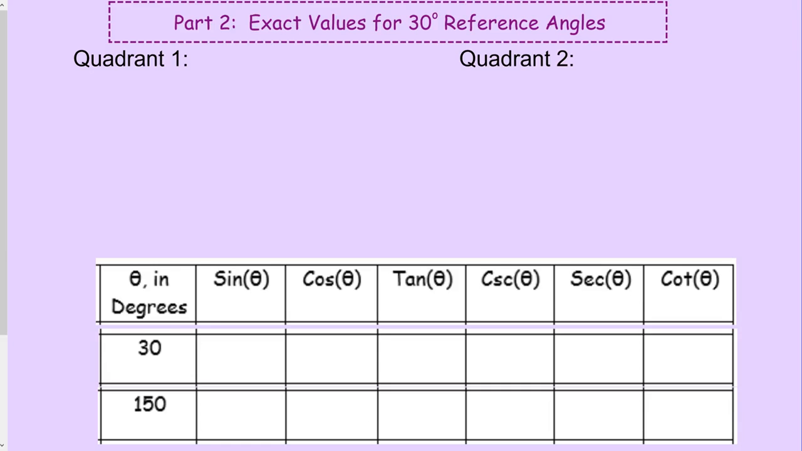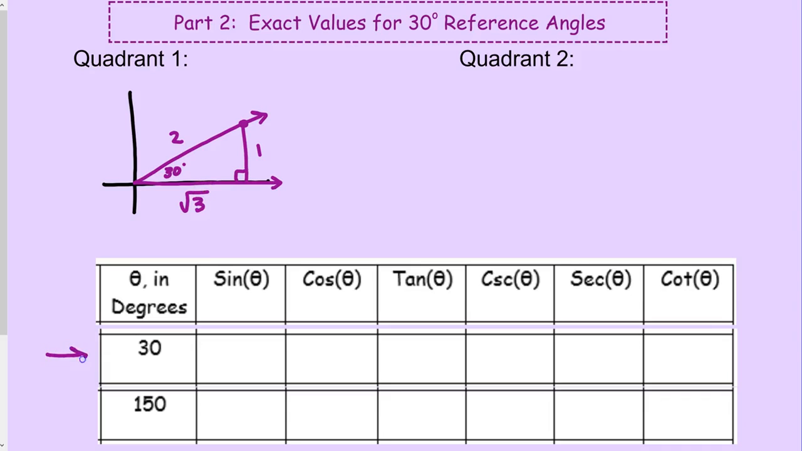Okay, so here's what we're going to do next. We're going to find the exact values for the 30-degree angles, starting in quadrant 1. If you have a 30-degree angle, here's the initial side, here's the terminal side, 30 degrees. Put a point on the terminal side, drop a perpendicular to create a reference triangle. And because that triangle is 30, 60, 90, put a 1 on the short leg, a 2 on the hypotenuse, and a square root 3 on the long leg. Now based on that, we can find the sine, cosine, tangent, etc.